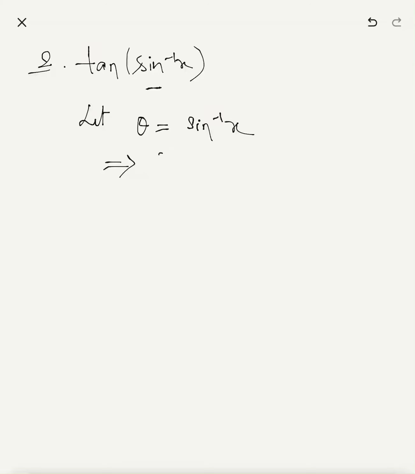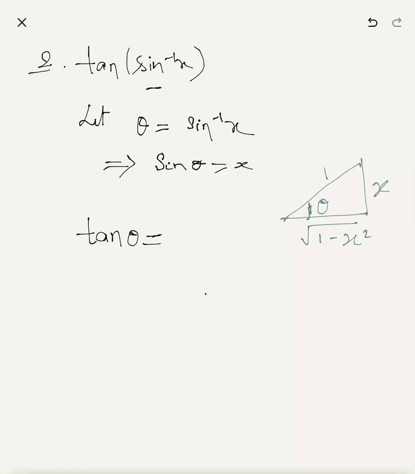Okay, so from here you get sine theta is equal to x. Okay, so again draw a triangle. We have drawn a triangle. Take this angle as theta. Perpendicular x, hypotenuse 1, and your base will be under root 1 minus x square. So from the triangle, you can find out tan theta, isn't it? Tan theta is equal to what? x divided by under root 1 minus x square.